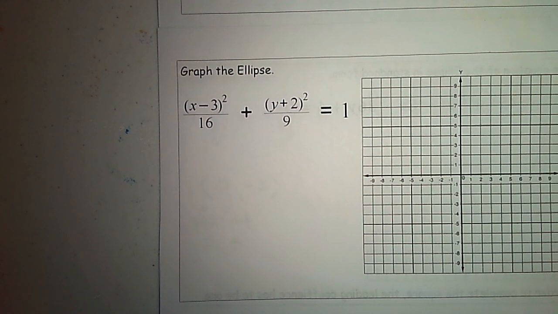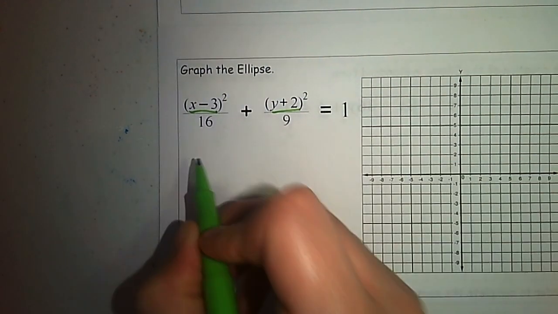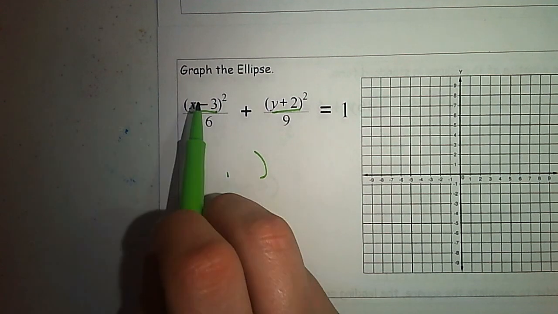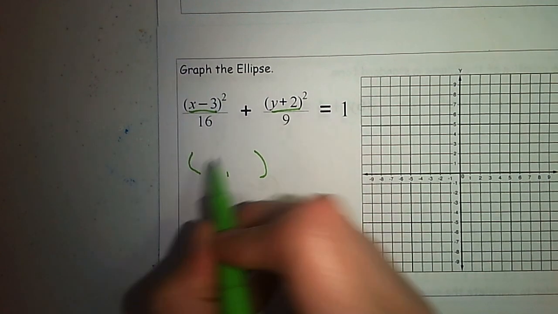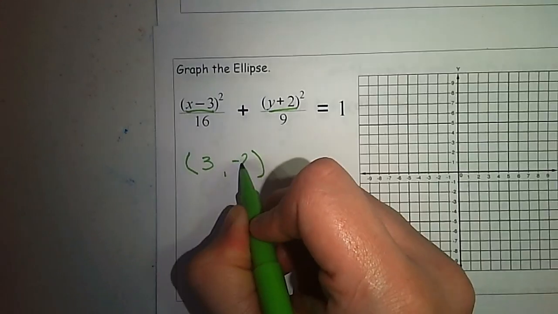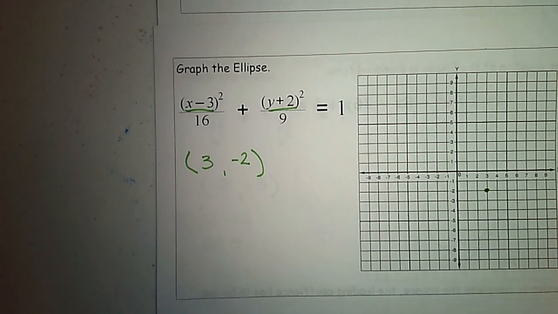All right, so my center here, again, I'm looking at these pieces right here. Remember, center is opposite of what we think. So my x value will be positive 3, and my y value will be negative 2. So my center is at the point (3, -2).